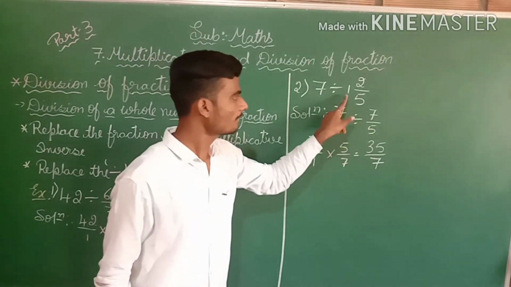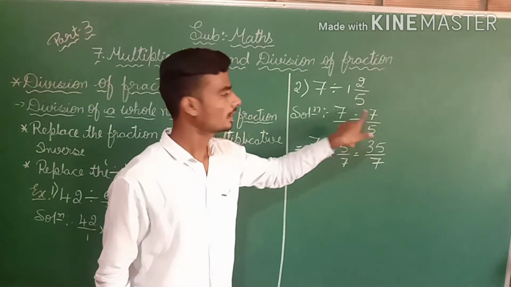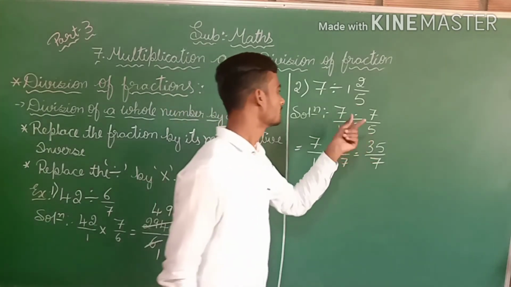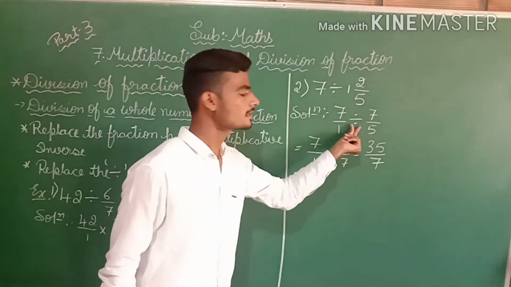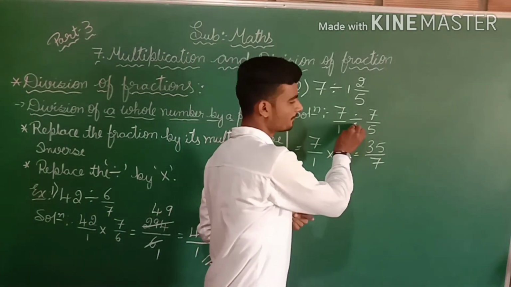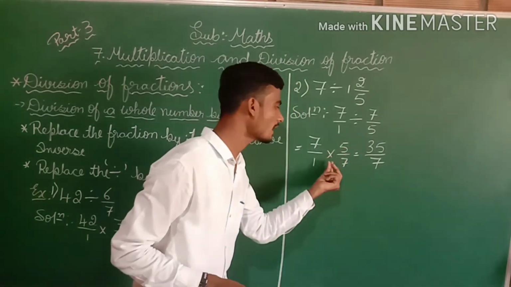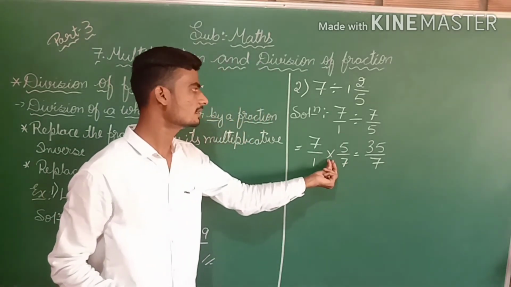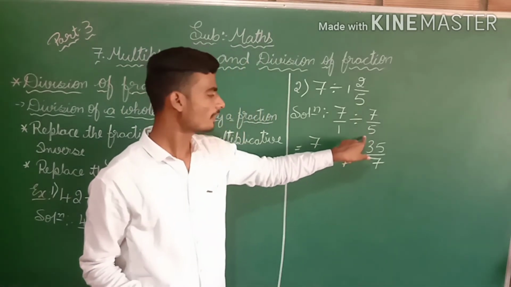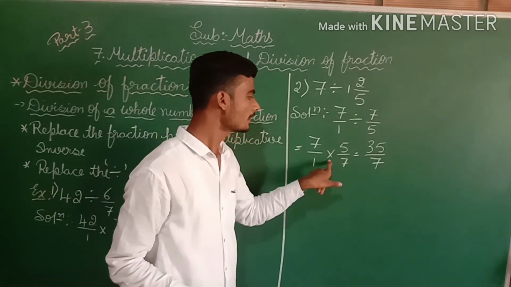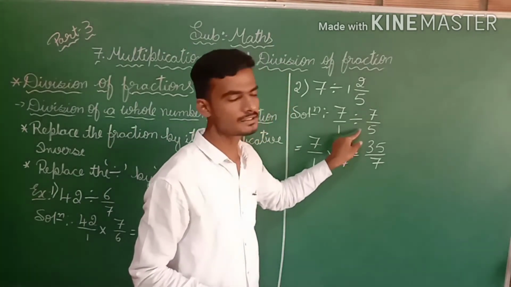See here, one more time I will tell. 1 5 is a 5, 5 plus 2 is 7, and the denominator you write the same. This is what we got here. Then what do we have to do next? We have to replace this divide symbol with a multiplication symbol. See here, 7 by 1 into, and while we are changing that into a multiplication symbol, we have to take the reciprocal of this fraction.